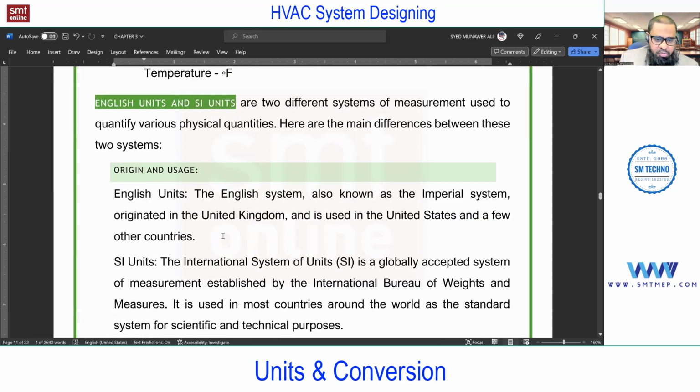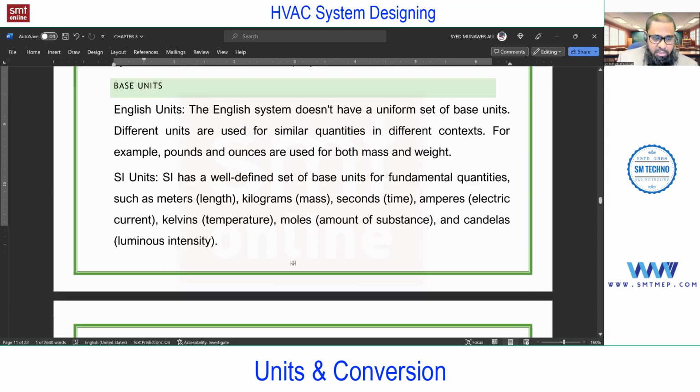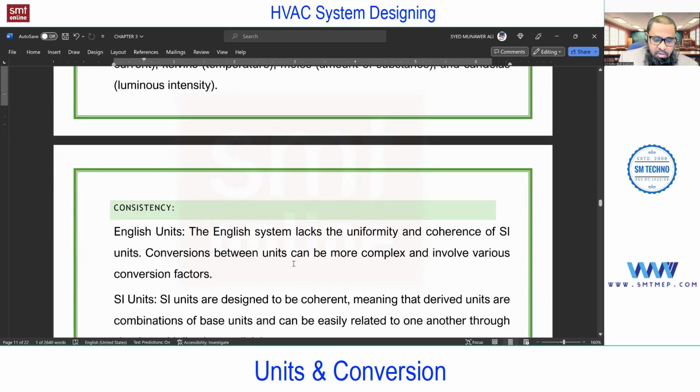The origin, the use, and the base unit, what I explained, I have given in the theory also, so that you can use it as a reference. Consistency, accuracy, all this I have given.